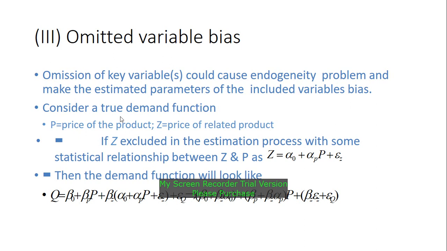So now let's look at an example. In this example, they give us a true demand function. And in our demand function, we had P as the price of the product and Z as the price of the related product. And in the example, it is said that Z is excluded in the estimation process. So when they were estimating the model, they excluded Z, and they gave a statistical notation for Z. The next slide will try and explain the proof here.